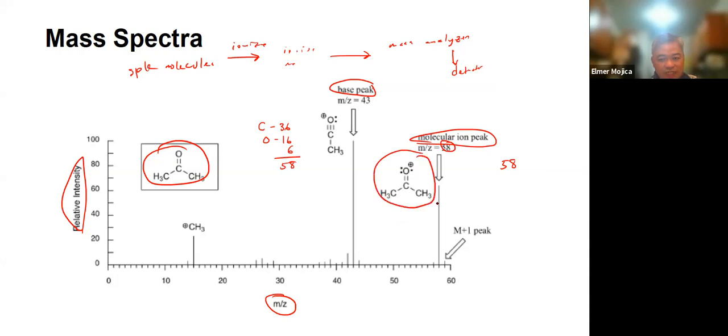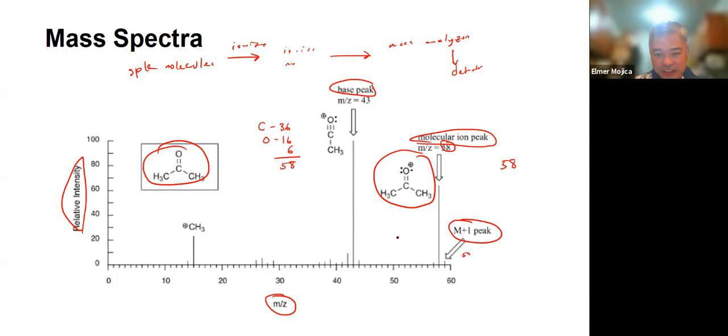Now, if it's a positive mode, okay, meron ka rin peak na dahil sa M plus 1. So yung M yan, yan yung molar mass, yan yung 58. So meron ka sa 59. But as you can see here, may mas mataas na relative intensity nandoon sa 43. And you ask yourself, ano yun?